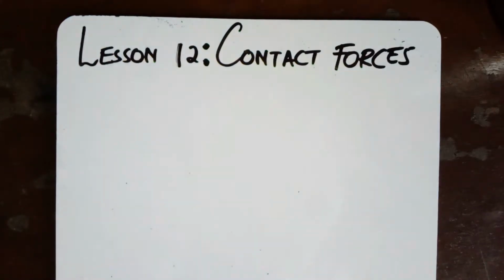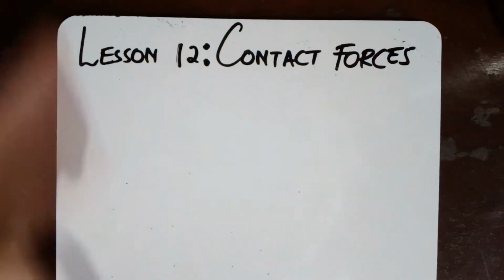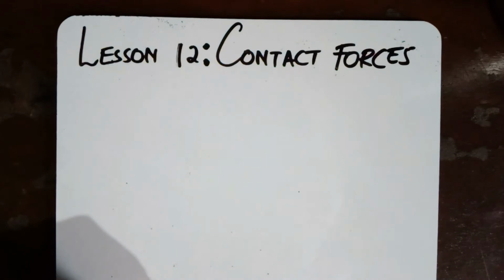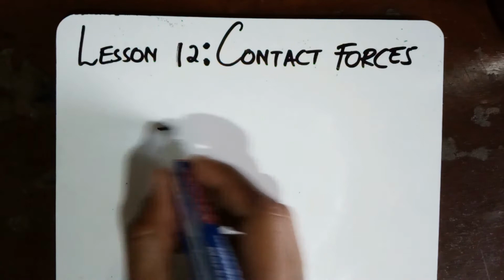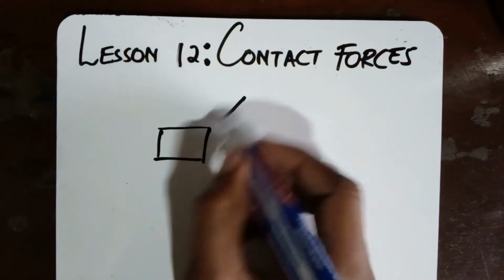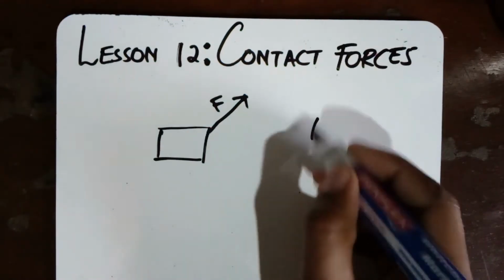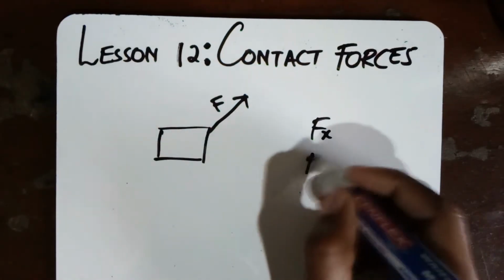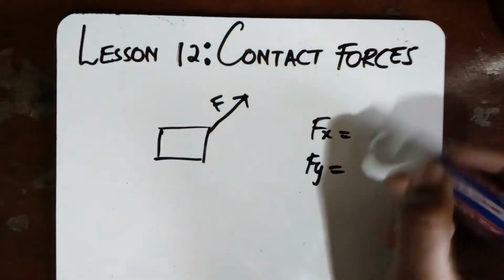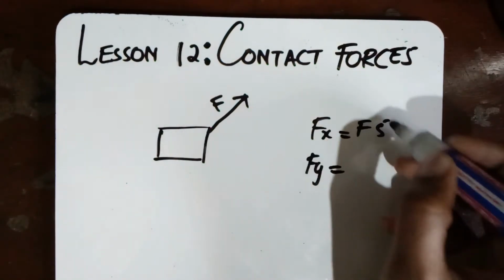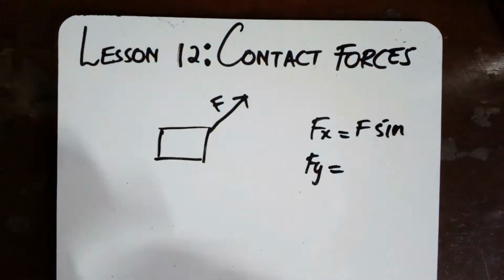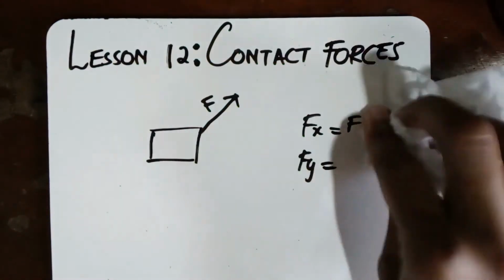Lesson 12. The title for this lesson is Contact Forces. But before we proceed, something I forgot to do in the last lesson is that we resolved a diagonal force, called F, into its X and Y components. And that X component, we said, is F sine of... I'm lying, it's F cos of theta.